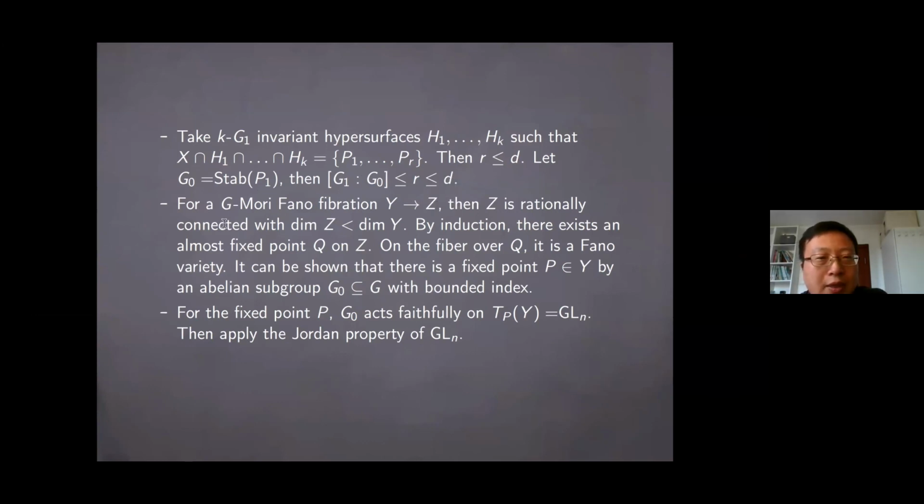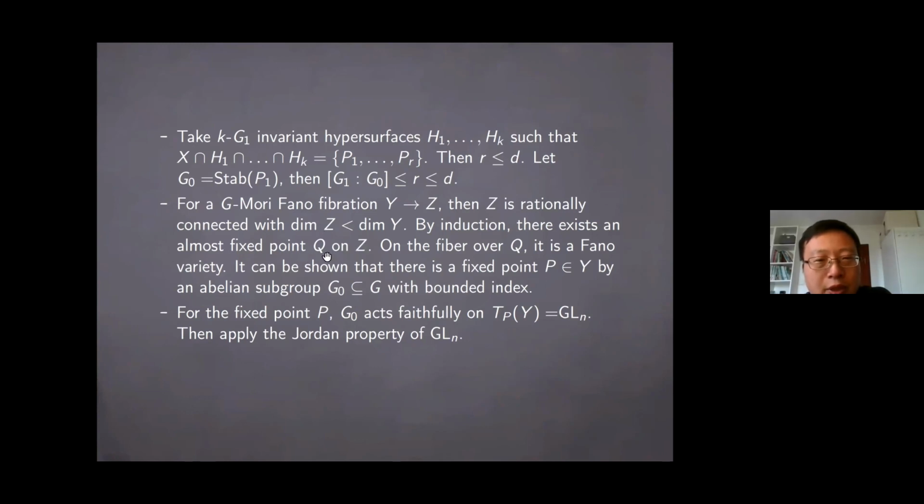Then we can run induction on dimension for Mori fiber spaces, for G Mori Fano fibrations. Over C it is easy to see Z is also rationally connected, but with dimension less than the dimension of Y. So by induction, there exists, this is a concept similar to the definition of Jordan property, a subgroup of this G which has bounded index and is abelian. It has a fixed point Q on this C.